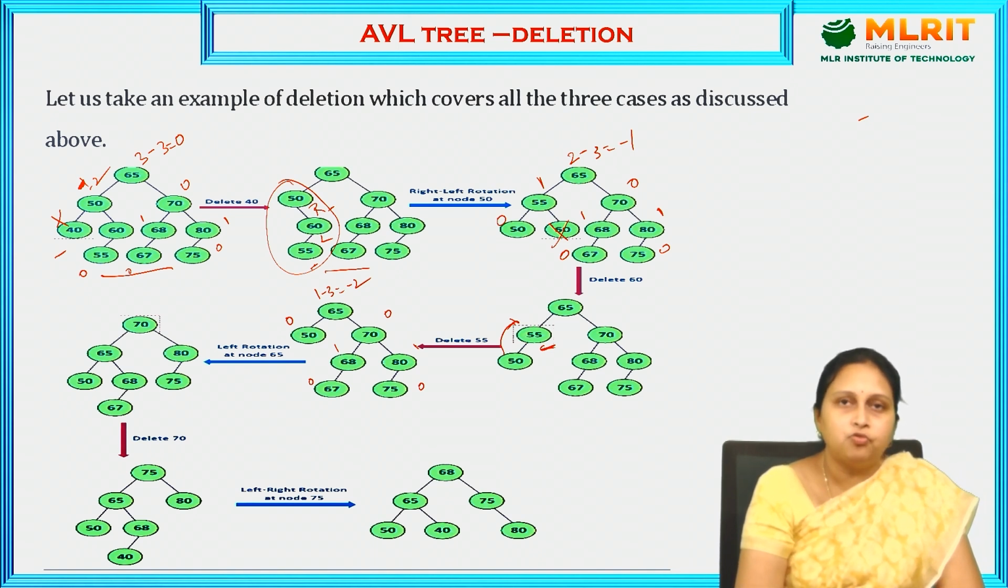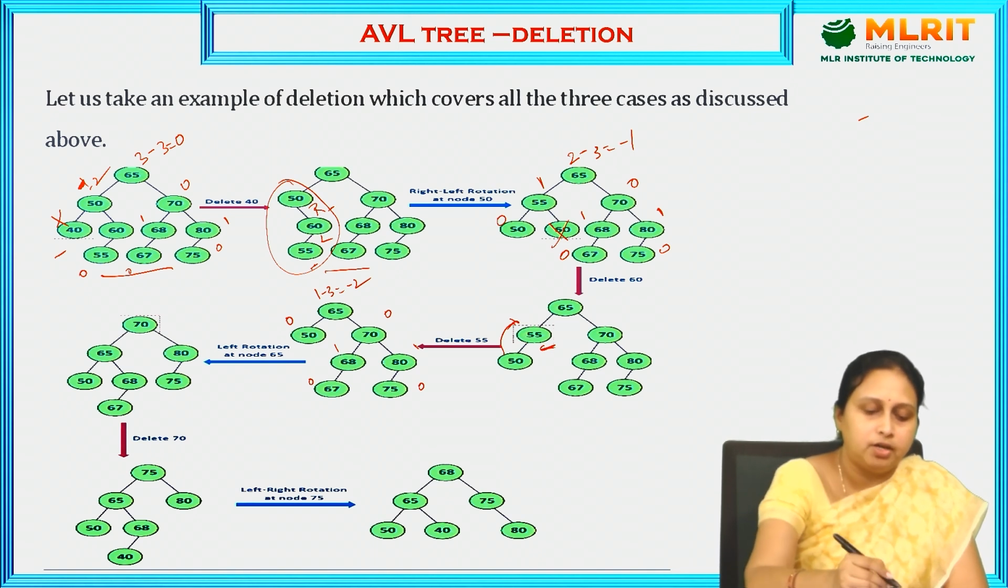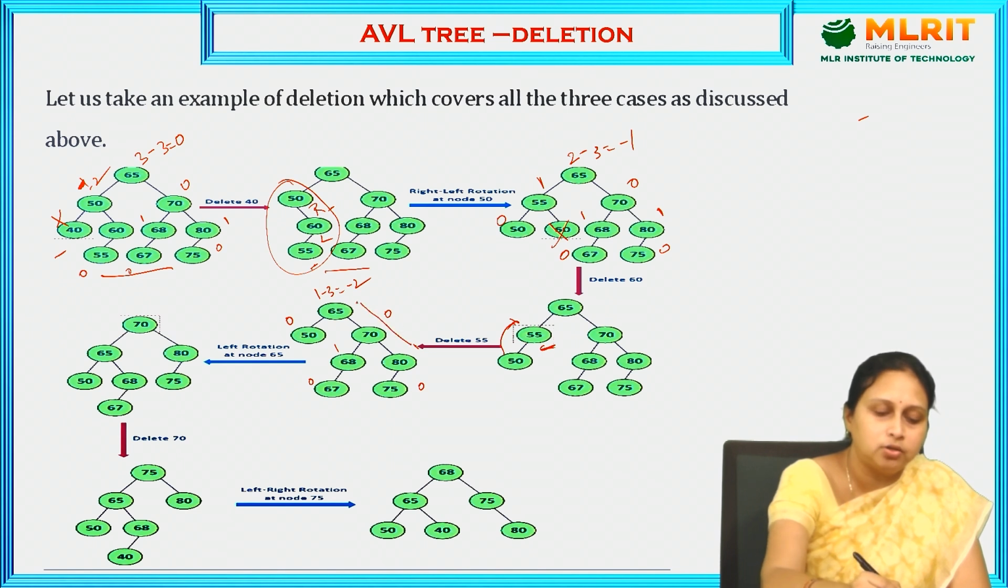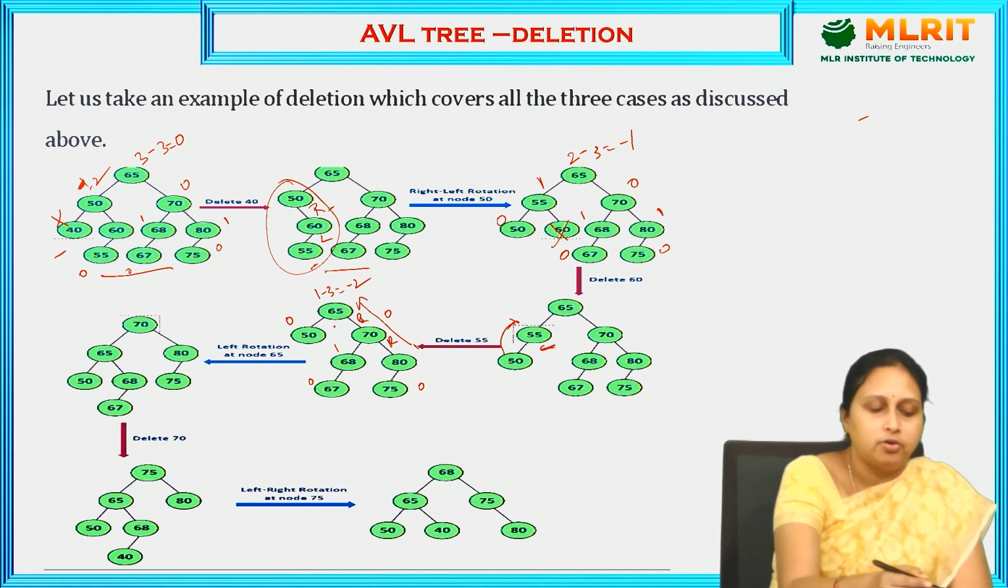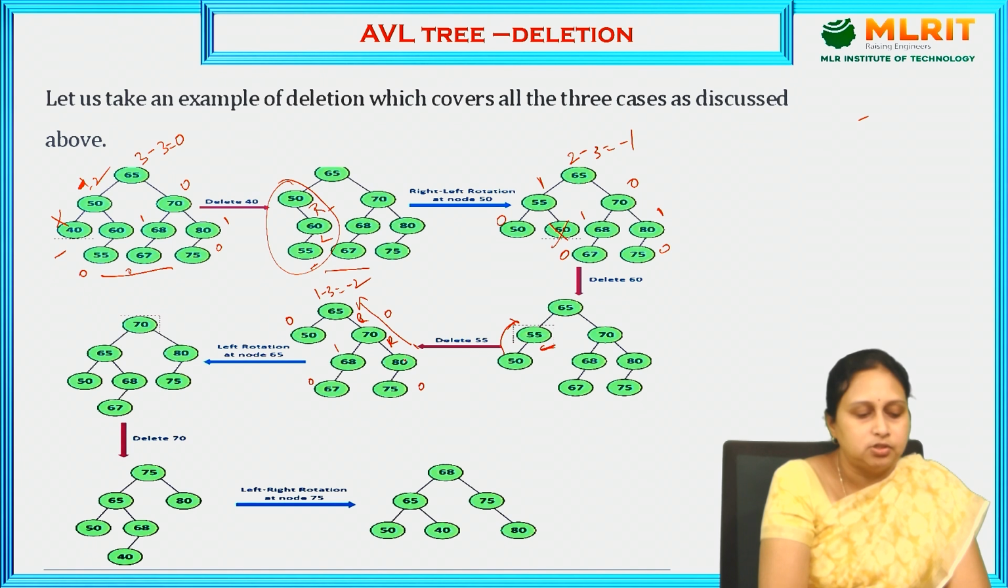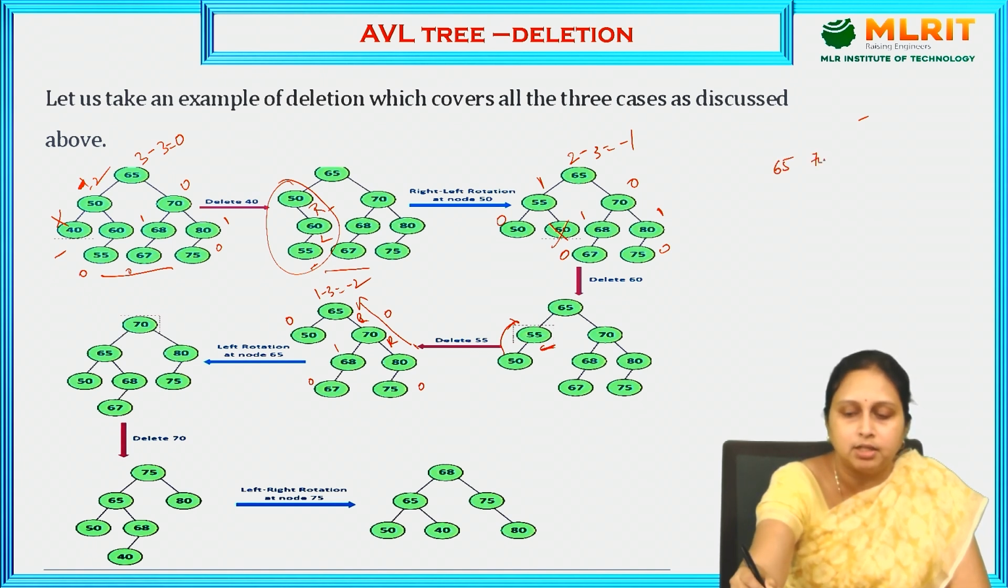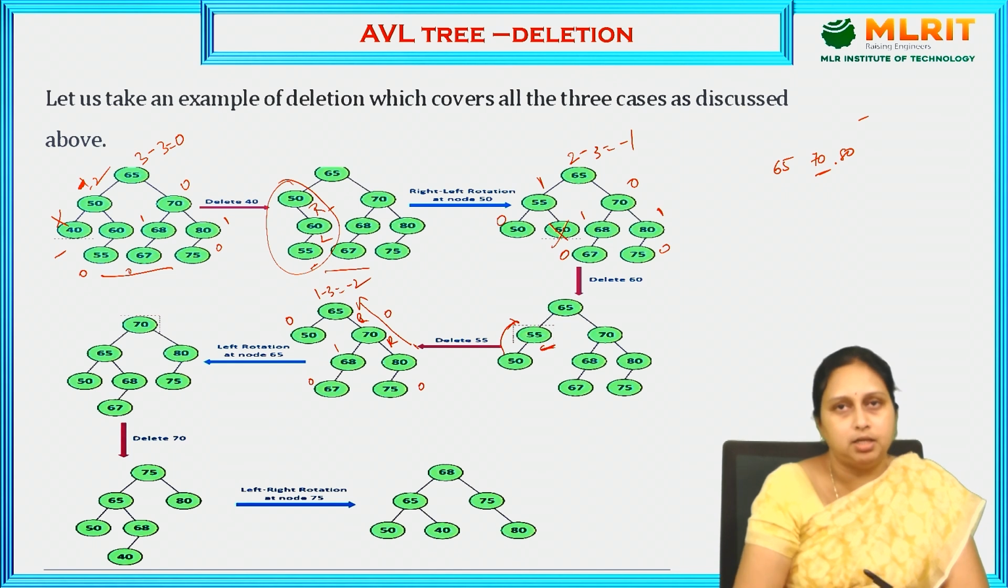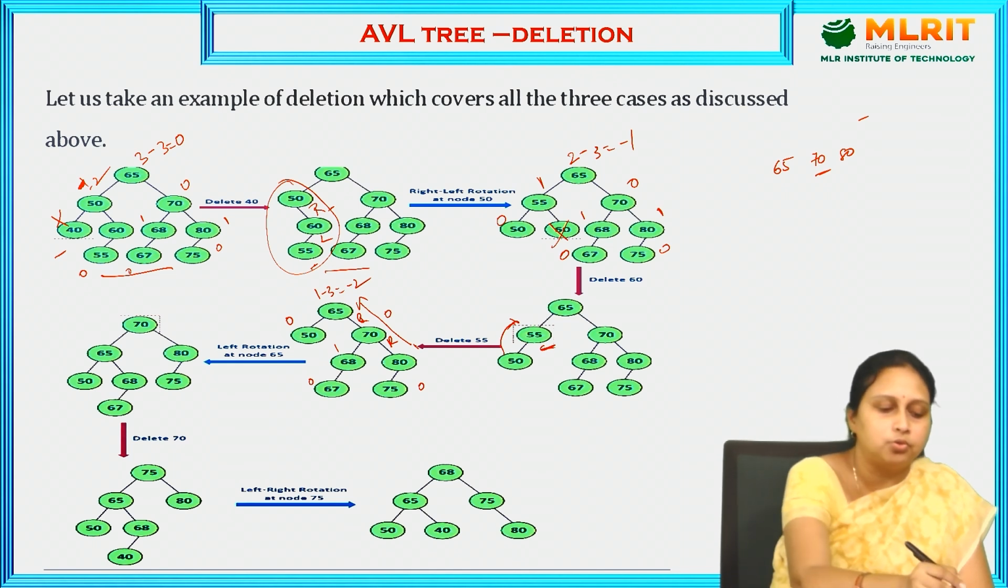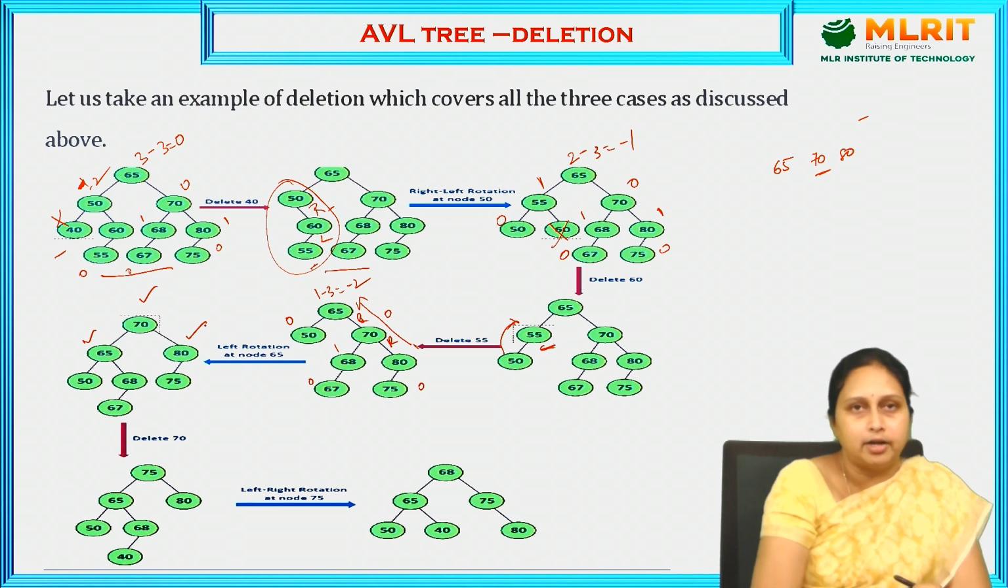Now you need to perform left rotation. We are going to perform left rotation on this, because of RR. Now rotate it. The three nodes to be selected are 65, 70 and 80. In that, which is the median element? 70 is the median element. So 70 becomes the root node, 65 is the left of it and 80 is the right of it.